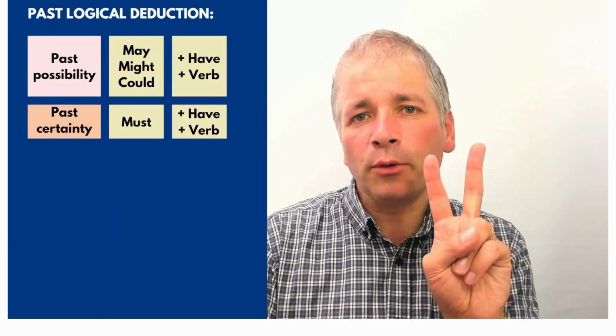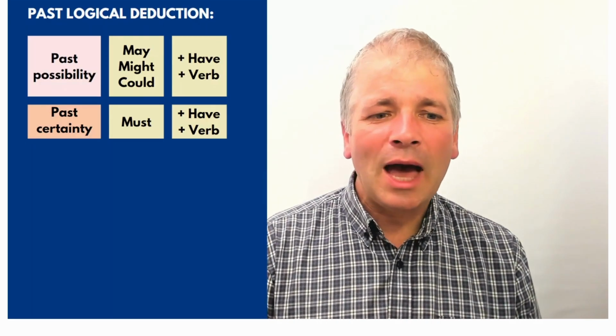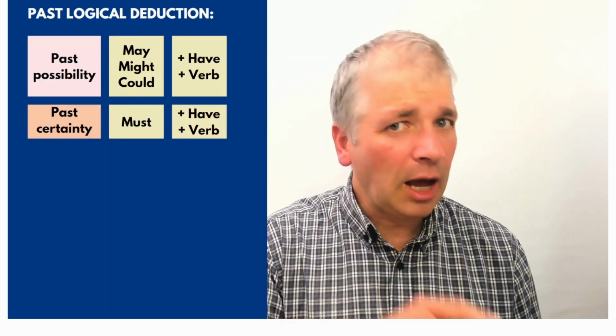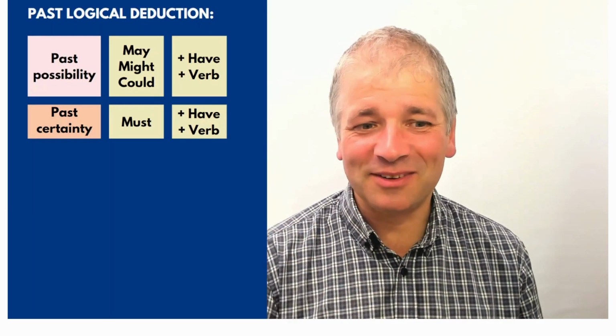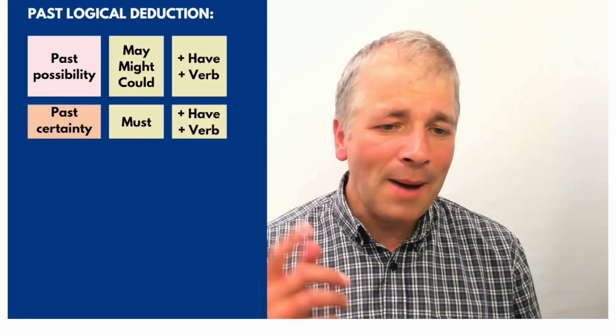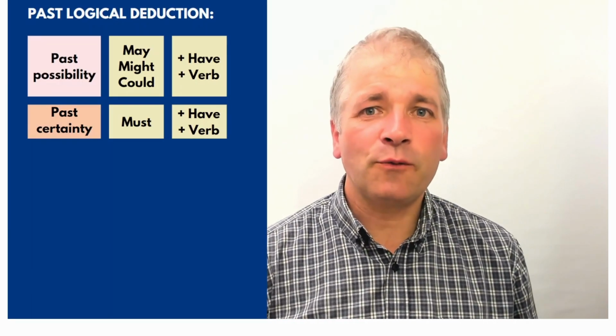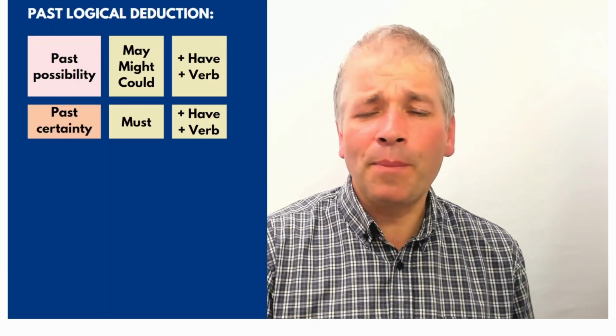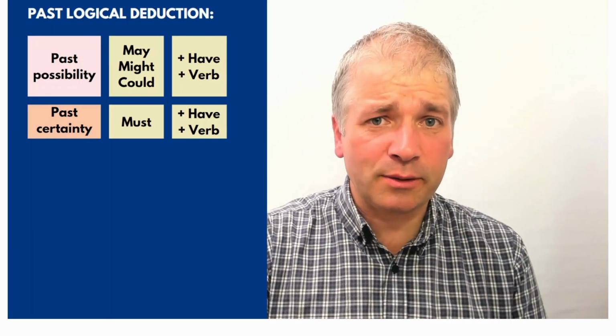So we have two types here, we have past possibility and past certainty. I'll come to the present tenses in a moment. For past possibility, we could use may, might, or could, followed by have, followed by the verb in the past participle. For past certainty, we'd use must.